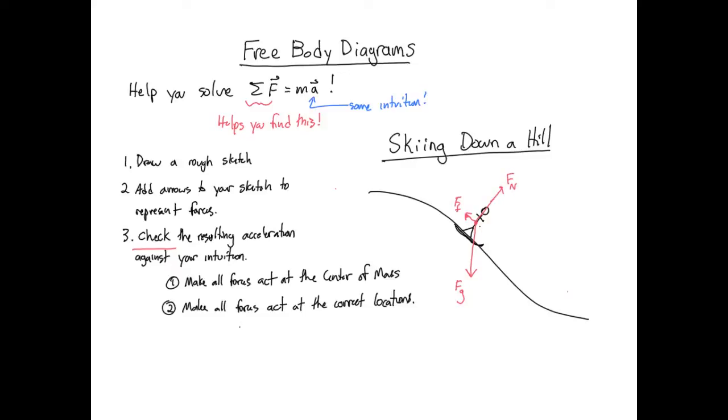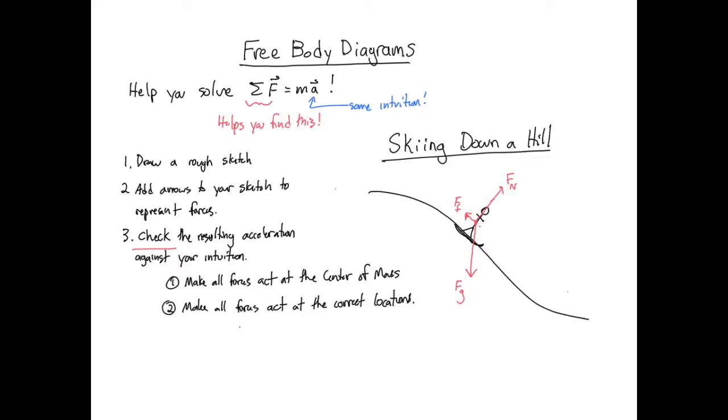And I'll label that Fn. So now I have to say, okay, are there any other forces that I think should be on here? If I can't identify any of them, then the next thing to go on is to go to step 3 and check to see if these forces give me the acceleration that I expect.